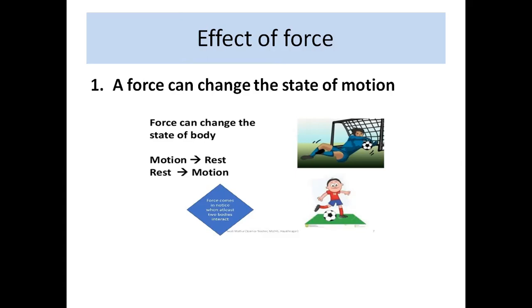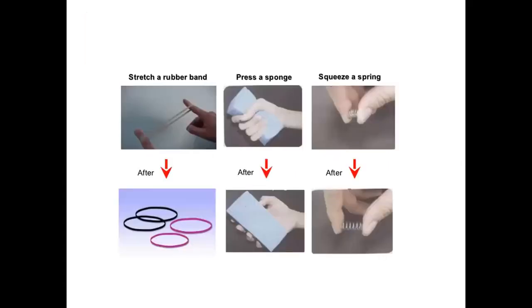Now we'll learn about the second effect. Here you can see a rubber band. If I just keep the rubber band as it is, it will look like this. Once I stretch the rubber band, the shape of it will change. Then another example is the sponge. The sponge is like this, but when I hold it, the shape of the sponge is changed.